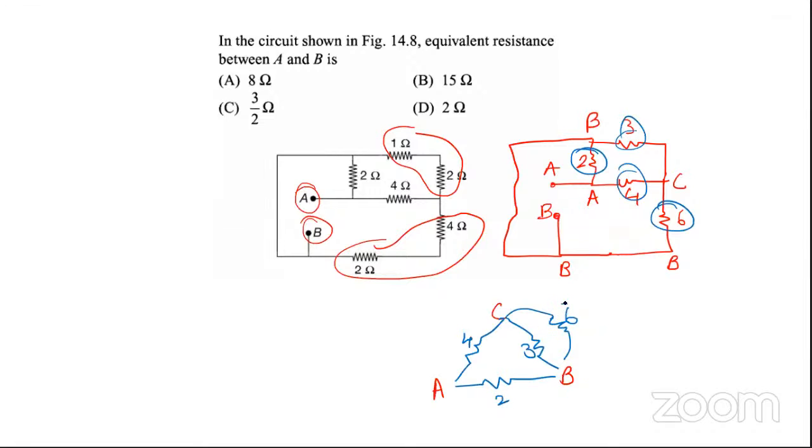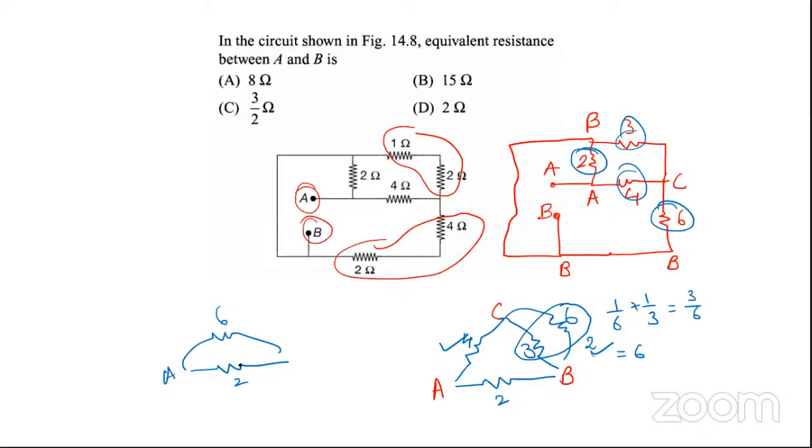Now we can easily see these two are in parallel. So this becomes 1 by 6 plus 2 by 6, that is 3 by 6. So this equivalent becomes 2. And then this and this are in series. So this becomes 6. So we can simplify this as 2 and 6. And then 1 by 2 plus 1 by 6 becomes 4 by 6, and inverting it we get 3 by 2 as the answer. So C is the answer. आगे समझ में?